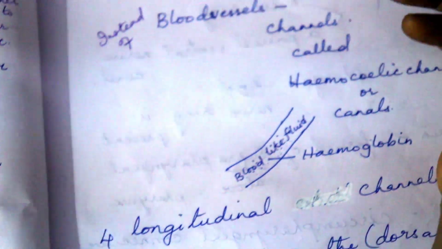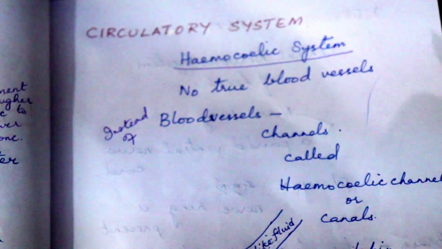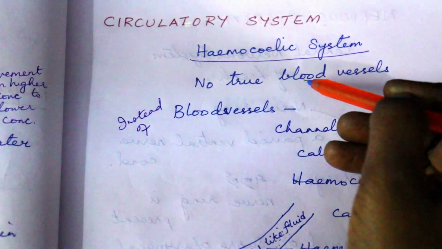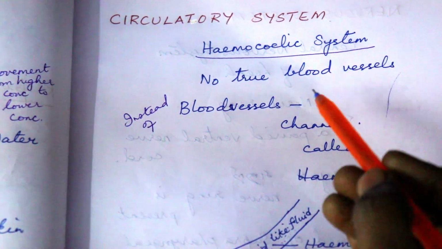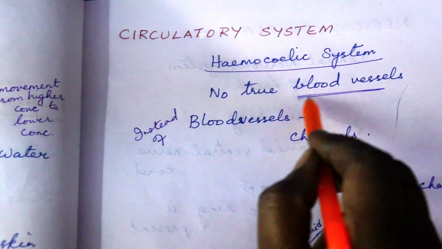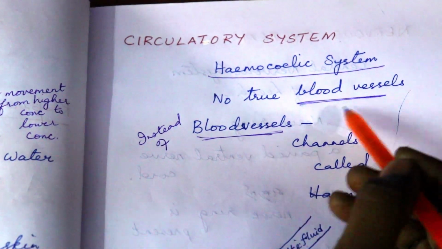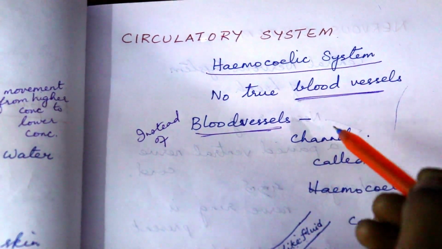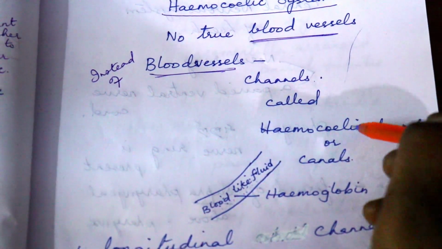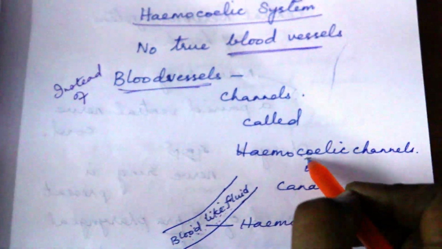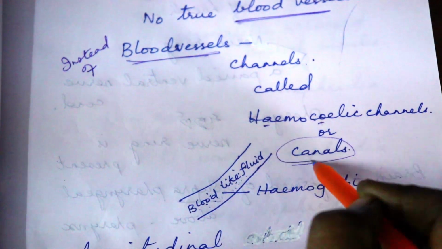Coming to the circulatory system, it is otherwise called a haemocoelic system. இதில் blood கிடையாது, நம்ம ஏற்கனவே பார்த்துட்டோம் இல்லையா, no blood. Haemocoelic system, no true blood vessels, இது lower form of animal. So instead of blood vessels, transportation நடக்கணும் இல்லையா, அப்போ எப்படி அப்படின்னா through channels. That's why haemocoelic channels or canals என்று கூட சொல்லலாம்.